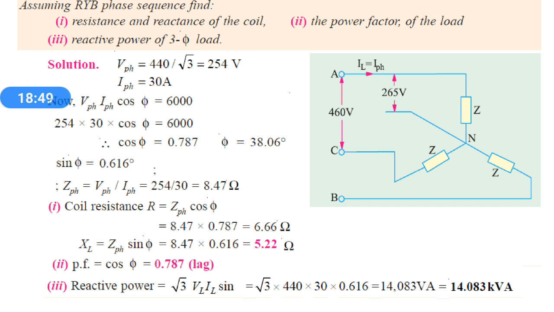or 14.083 kVA. That is the reactive power, but here the unit is mistaken. Take the unit as kVAR. One R is added here. Reactive power is always written in kVAR, kilovolt ampere reactive. So just correct it, 14.083 kVAR. That is the answer.